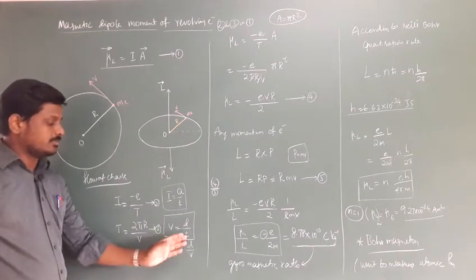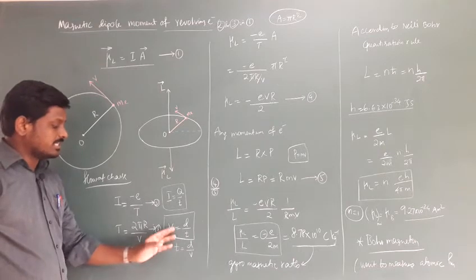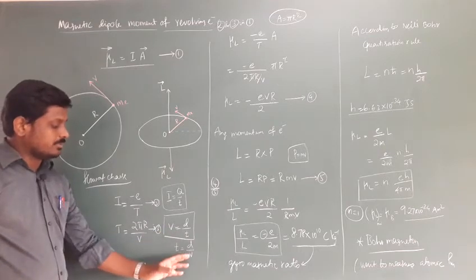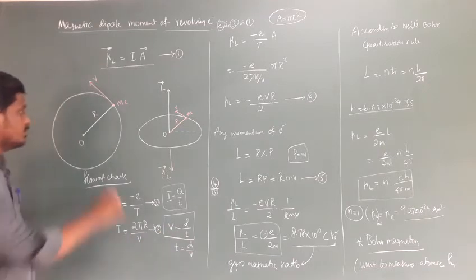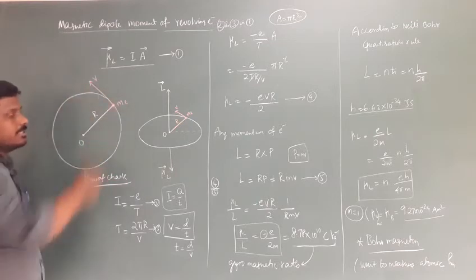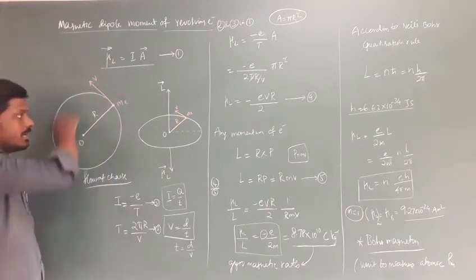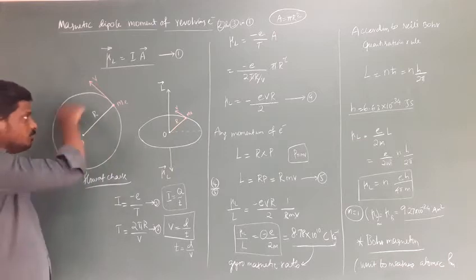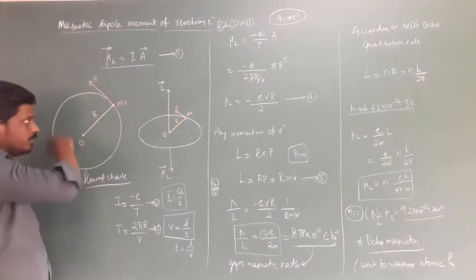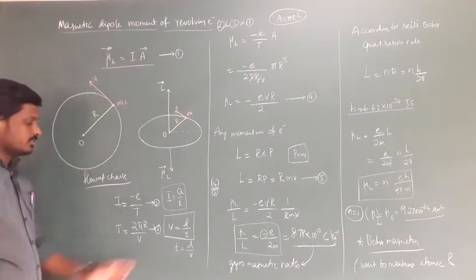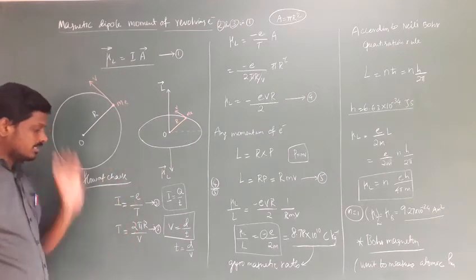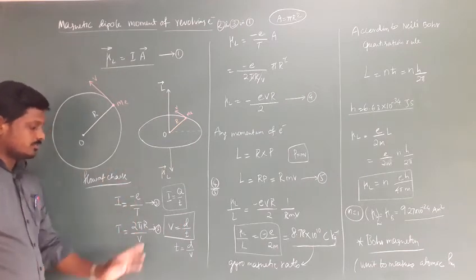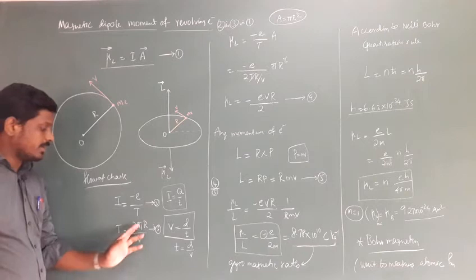So what is my velocity? Velocity is equal to displacement by time. We need time, so just rearrange: time is equal to displacement by velocity. What is the displacement? To make one complete circular orbit, the distance is 2πr, where r is the radius and 2πr is the circumference of the circle. So time is equal to 2πr by v.